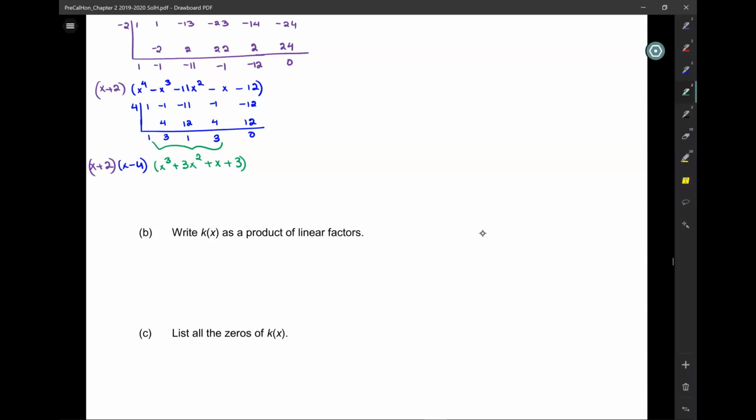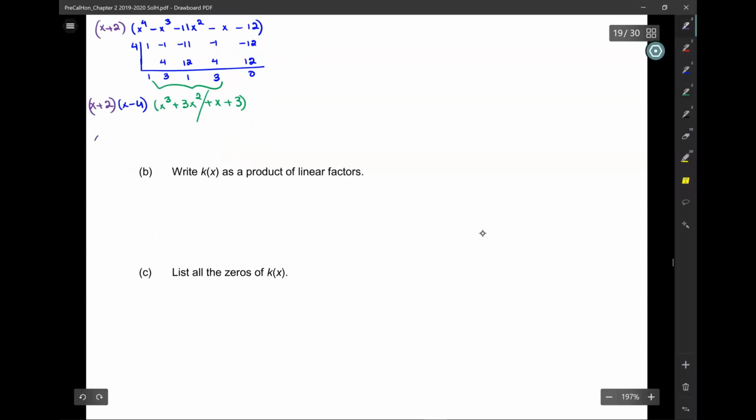Okay? So let's factor by grouping here. x plus 2, x minus 4, and then here I can factor out an x squared and I get x plus 3, plus, it's an x plus 3, so I can write it as 1 times x plus 3.